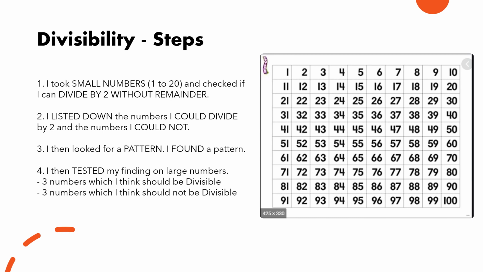Once I found a pattern, I then tested it on large numbers. I picked up 3 numbers which I think should be divisible by 2 and I picked up 3 numbers which I think should not be divisible by 2. And I found out that the pattern that I had thought of is correct. So this is how I found the divisibility rule of the number 2.